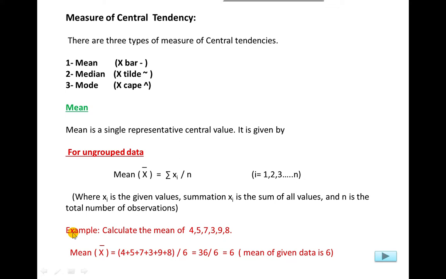So this is an example of the ungrouped data. Calculate the mean of the given 6 observations. Mean is equal to adding all values, 4 plus 5 plus 7 plus 3 plus 9 plus 8, divided by the total number of observations 6, you will obtain the mean. The mean of the given data is 6.